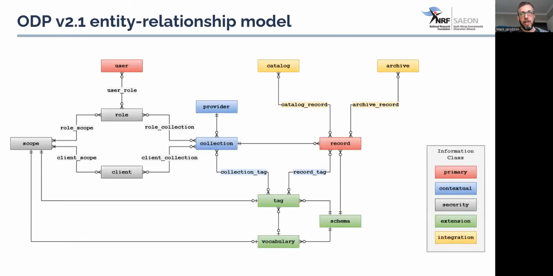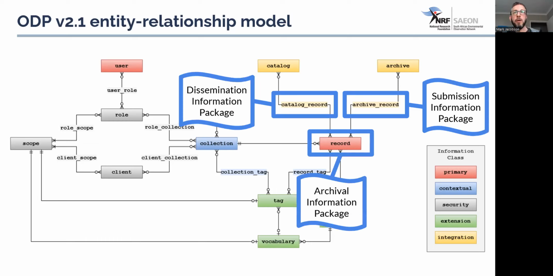So what I've done here is to add an archive entity to the ODP data model at the top right of the entity relationship diagram. And similarly to the catalog record integration, this has a multi-way relationship with the ODP record, with an archive record association table that now becomes storage for input metadata corresponding with submission information packages. And this separation of submission and archival metadata immediately gives us a whole new dimension to work with.